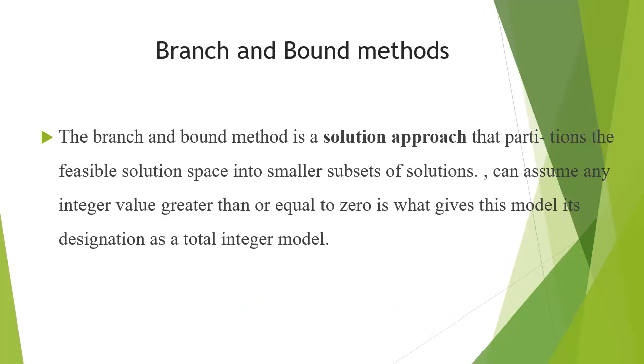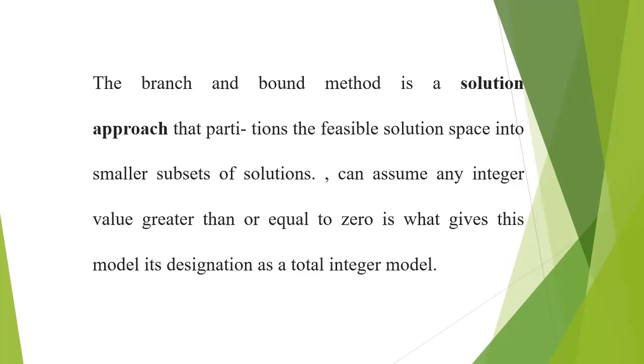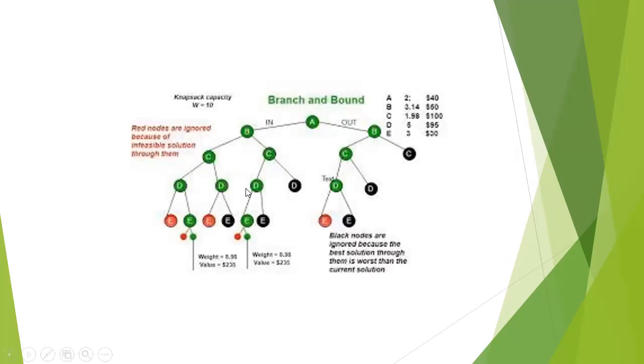In integer programming, we also have a technique that is the branch and bound method. The branch and bound method is a solution approach that partitions the feasible solution space into smaller subsets of solutions. A variable can assume any integer value greater than or equal to 0, which is what distinguishes this model as a total integer model. So here is the branch and bound diagram.